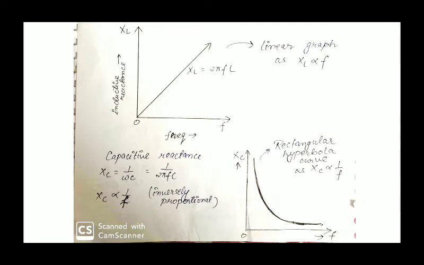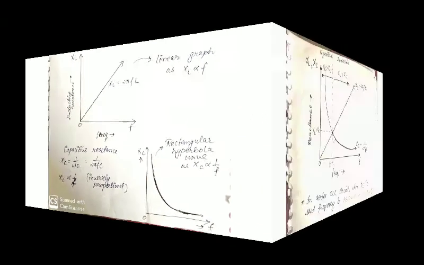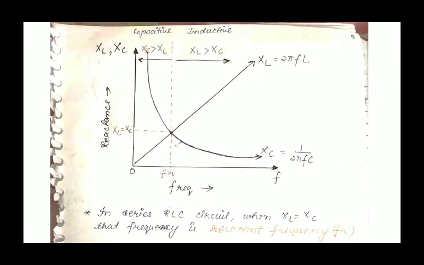Now coming to capacitive reactance. Capacitive reactance XC equals 1 upon omega C equals 1 upon 2 pi fC. This clearly means that XC is inversely proportional to the frequency. So if we plot a curve between XC and frequency, then we will get a rectangular hyperbola as XC is inversely proportional to frequency. Now merging both the curves, we'll get a curve like this.